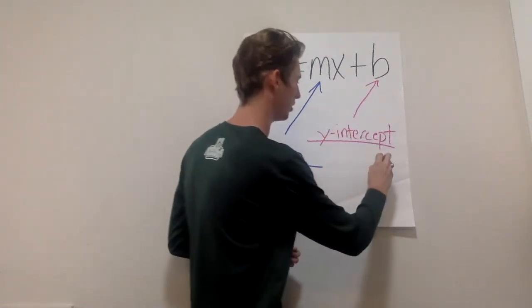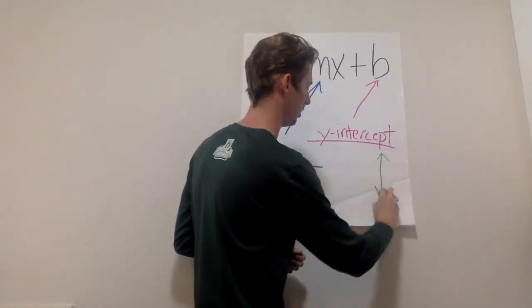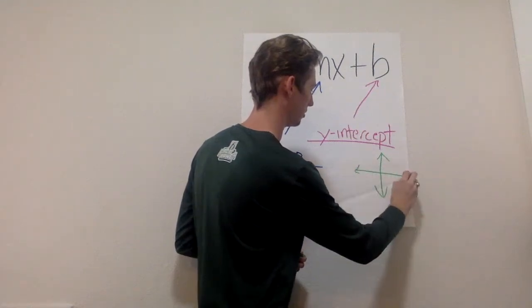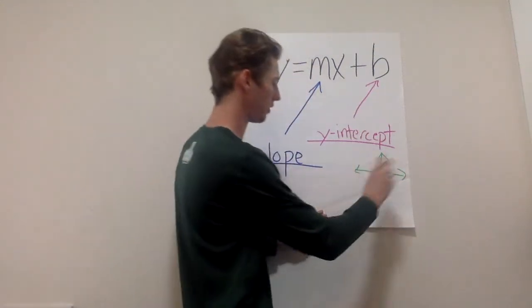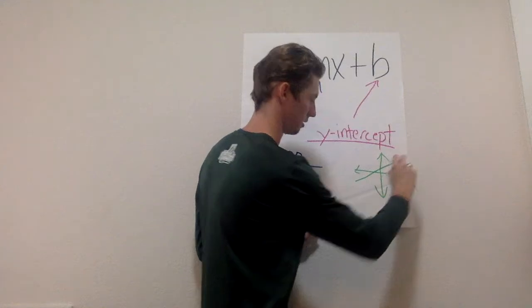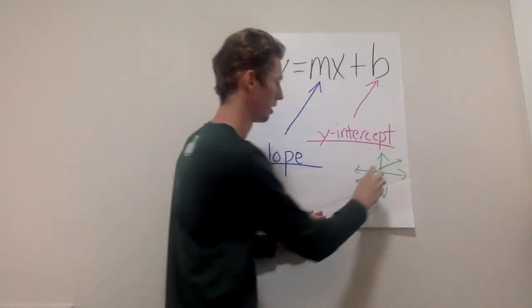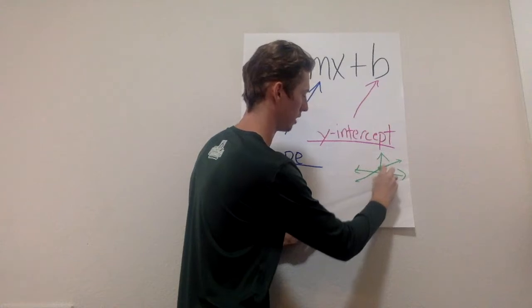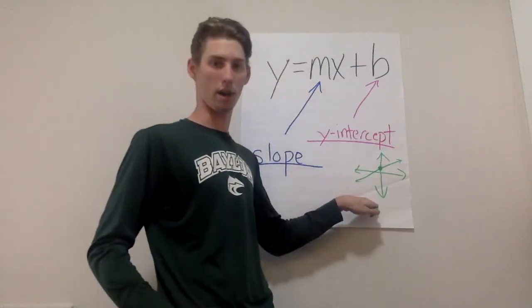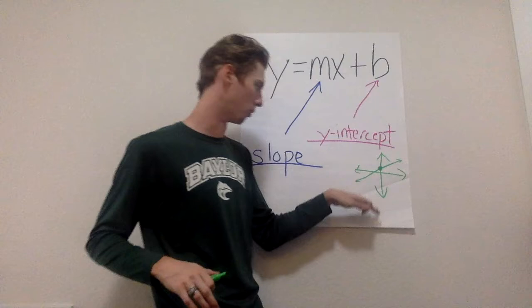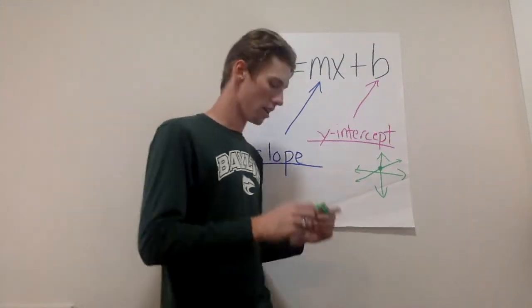I'm going to draw a little graph right here, just so you can see what I'm talking about. If I have a line like this, that's our graph. This right here would be the y-intercept, because that is where it crosses the y-axis. We'll dig into that a little more later on in the video.